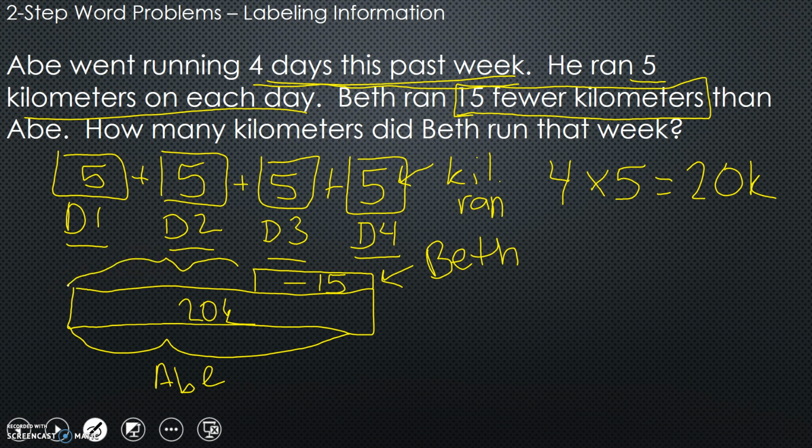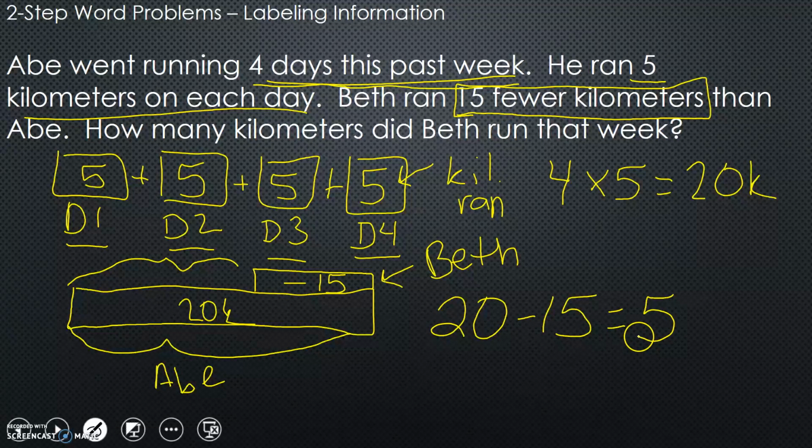So I know that 20 minus 15 is going to get me that answer. And I know that 20 minus 15 is 5. So Beth ran 5 kilometers that week. I'm going to label Abe for the 20 because I needed to know that, and 5 for Beth.